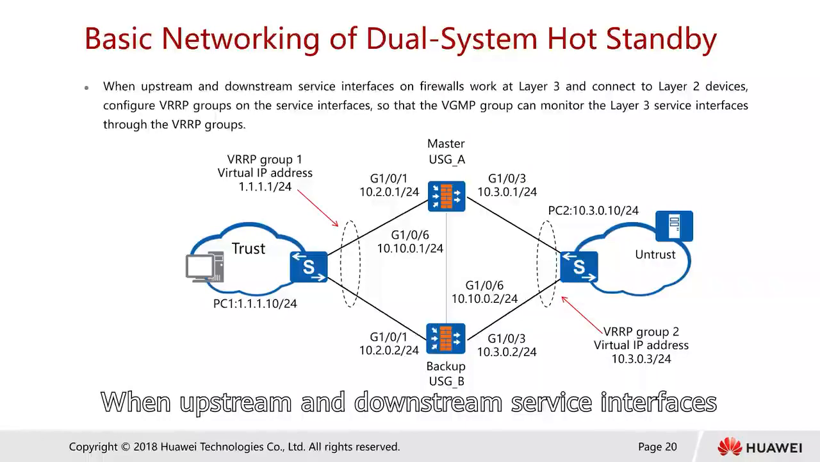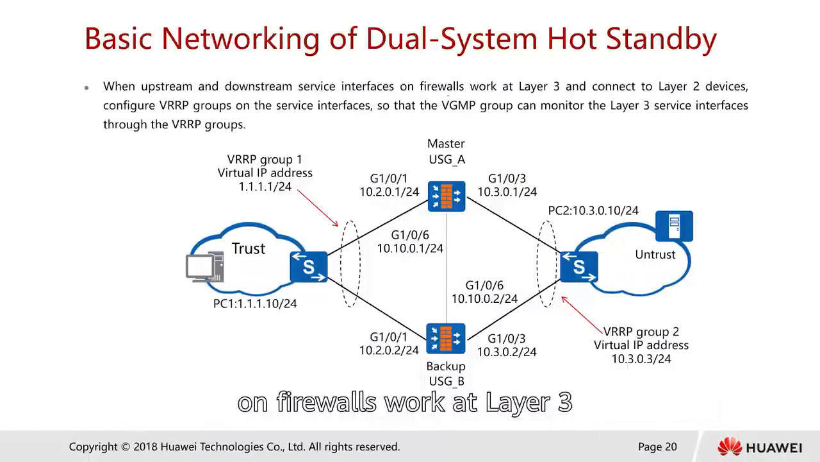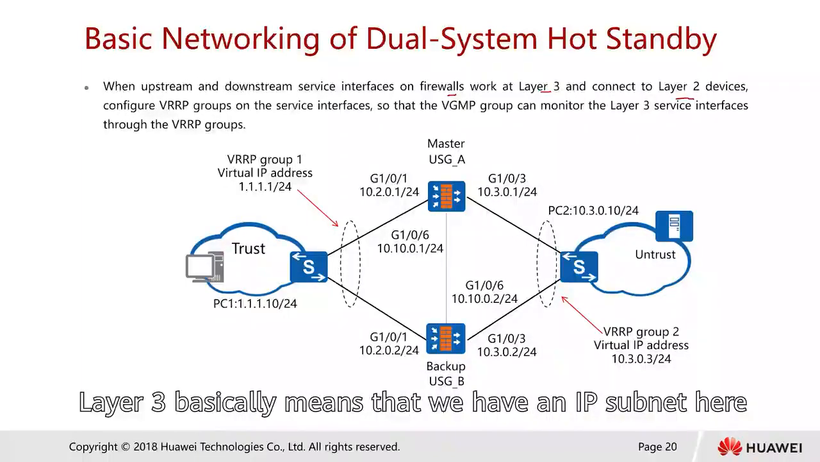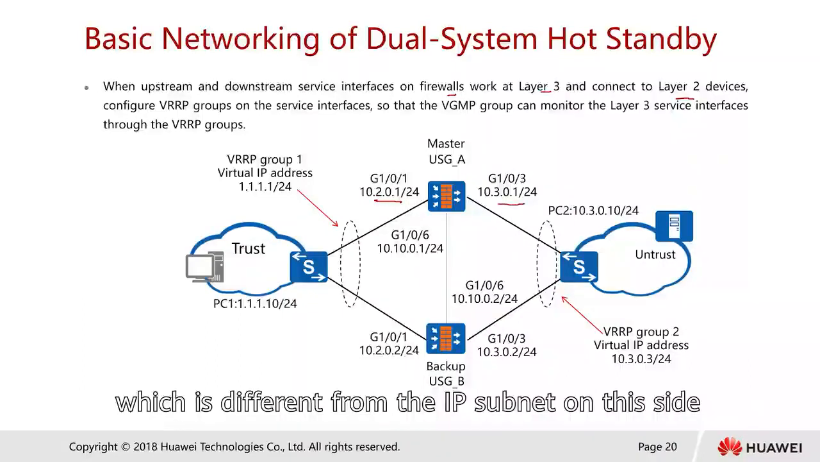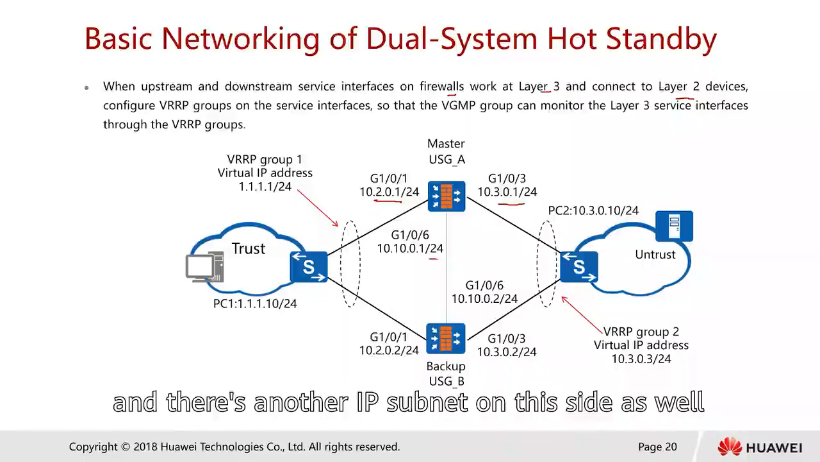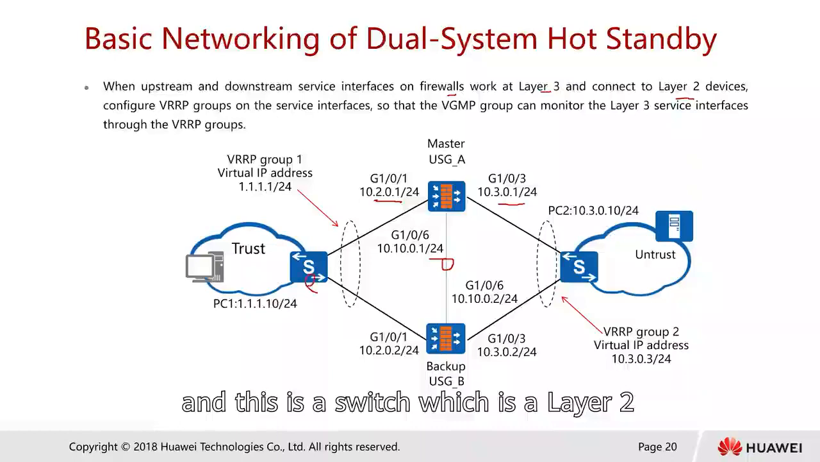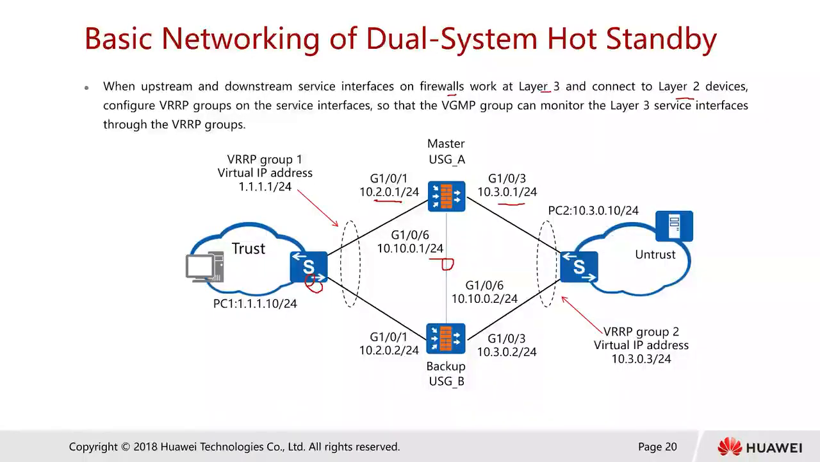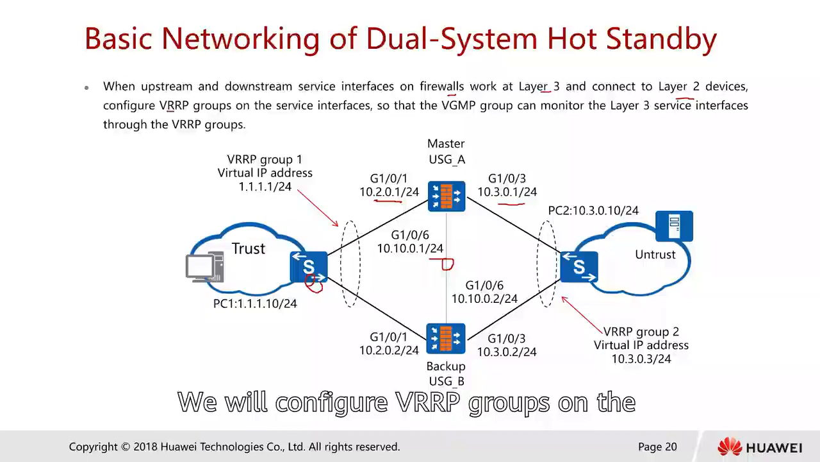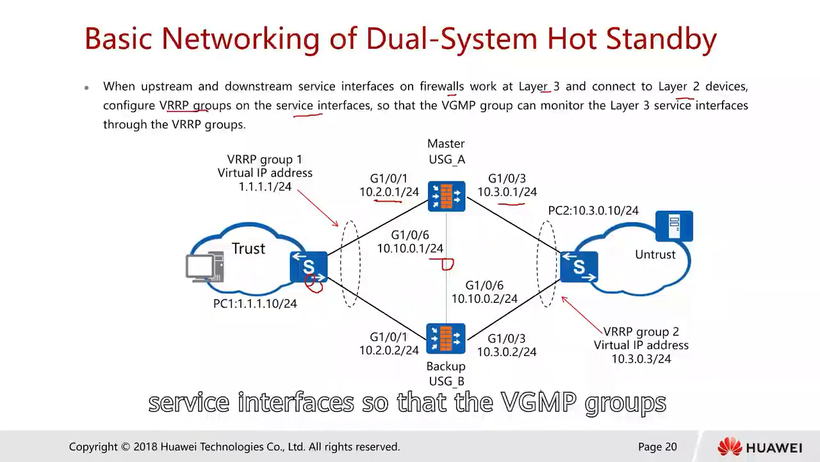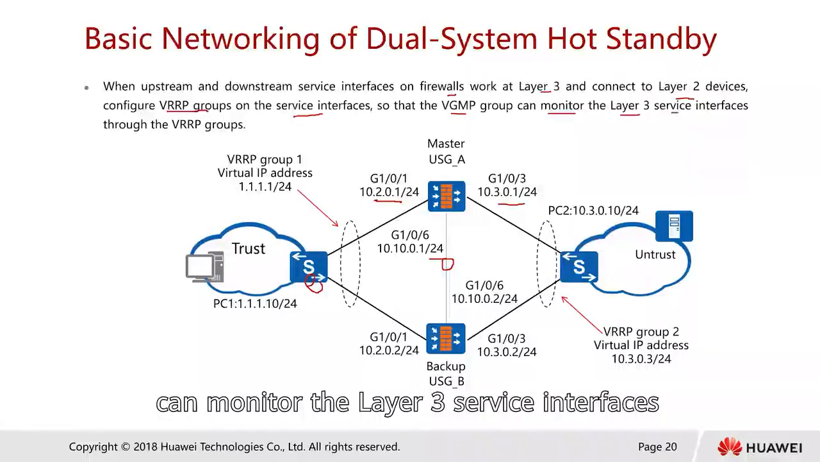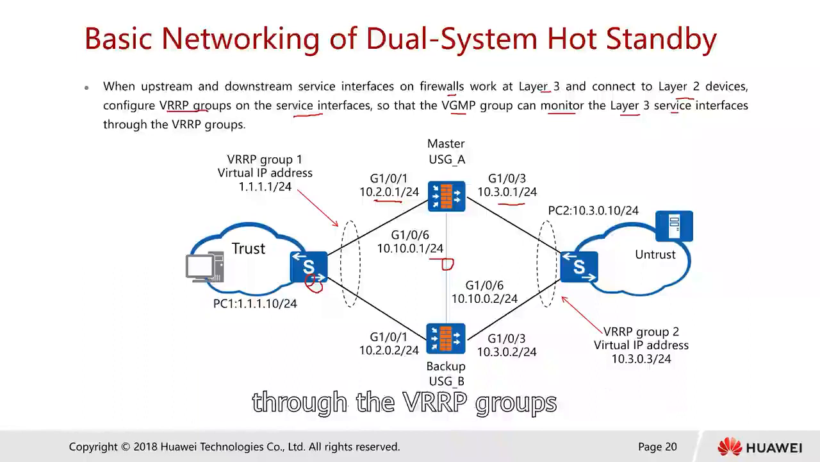When upstream and downstream service interfaces on the firewall work at layer 3 and are connected to layer 2 devices, okay, so layer 3 basically means we have an IP subnet here, which is different from the IP subnet on this side, and also there's another IP subnet on this side as well, and this is a switch, which is a layer 2. Okay, so we will configure VRRP groups on the service interfaces so that the VGMP groups can monitor the layer 3 interfaces, the service interfaces, through the VRRP group.